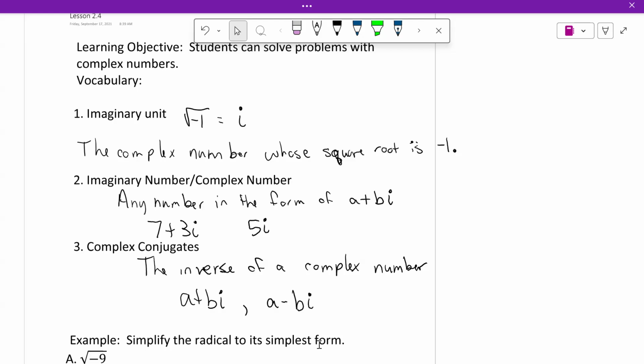And we use conjugates to rationalize denominators. Okay, so it gets a little complicated at times, but it'll be all right. We can handle this. Imaginary numbers. Okay.